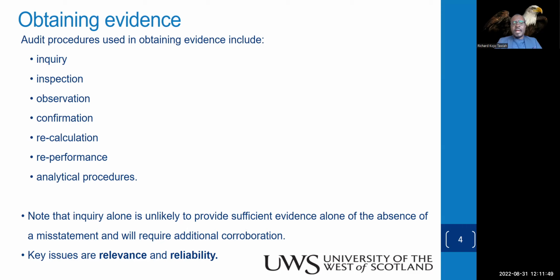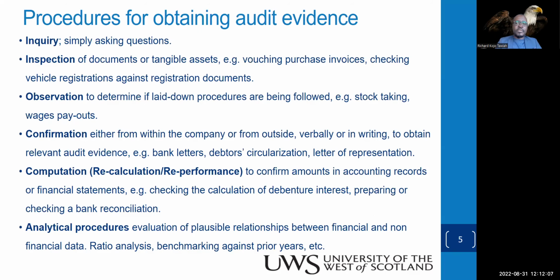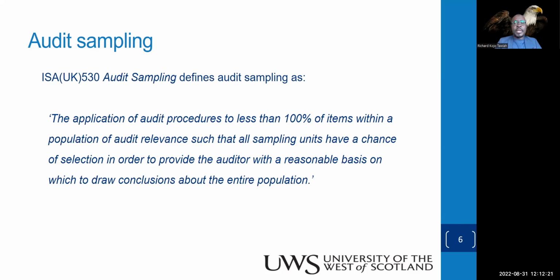Making inquiry alone is not enough. You must always corroborate it with additional information. Just speaking to management and them telling you that, yes, that is the amount, that's how we got it, is not enough. You must look for another confirmation to corroborate and support your evidence. So it's very key. This is what I've gone through: inquiry, inspection, observation, which checks whether laid-out procedures are followed, calculations, computations, and analytical procedures. Now, audit sampling.